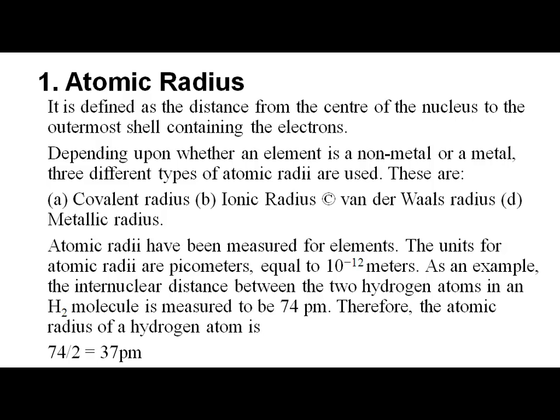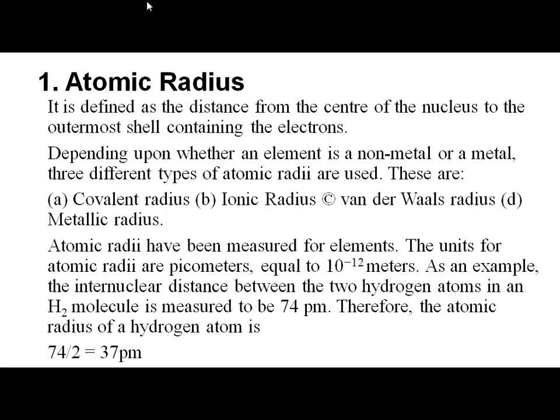See, we cannot exactly measure the size of an isolated atom because its outermost electron has a remote chance of being found quite far from the nucleus. So what we say is, atomic radius is defined as the distance from the center of the nucleus to the outermost shell containing electrons. Or sometimes we take a combined atom and measure the distance between the nuclei, which we call the internuclear distance, and we take half of it. The internuclear distance is called bond length, and half of it we call atomic radius.